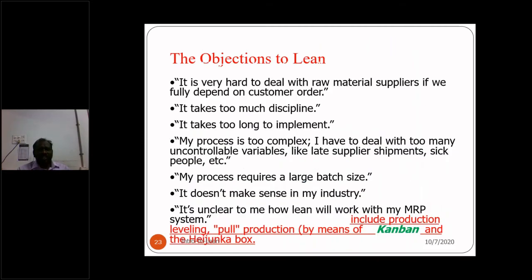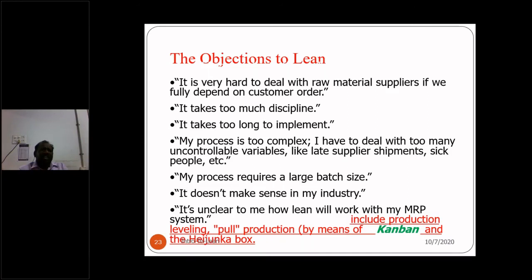The objections to lean: what are the objections to lean? We have said much about lean. Lean is good, lean implementation is good, and everything is good. But what are the objections to lean? It's very hard to deal with raw material supply fully depending upon the customer order. It takes too much discipline. It takes too long to implement, because I always tell that it has so many pitfalls.